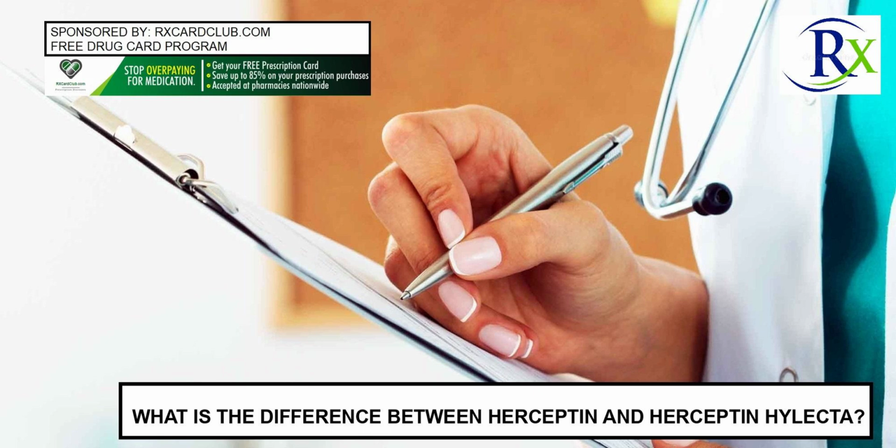Time for administration. Herceptin injection: 90 minutes for the initial dose, which can be reduced to 30 minutes for later doses. Herceptin Hylecta: given over 2 to 5 minutes. Both are administered by a healthcare professional.